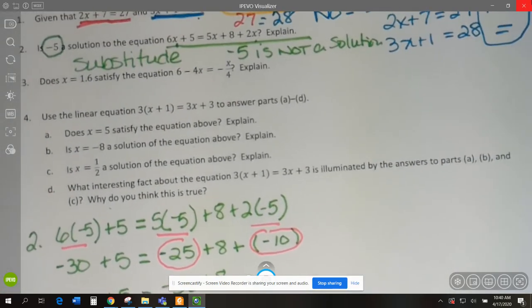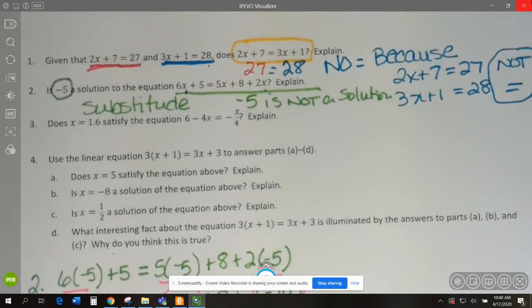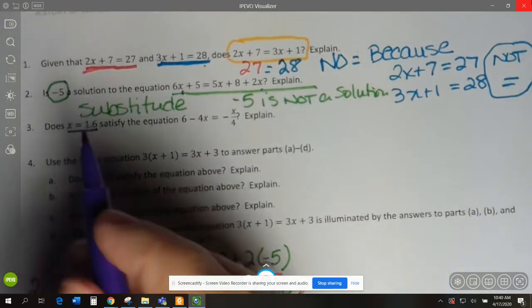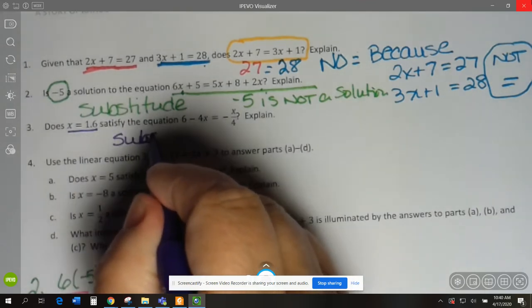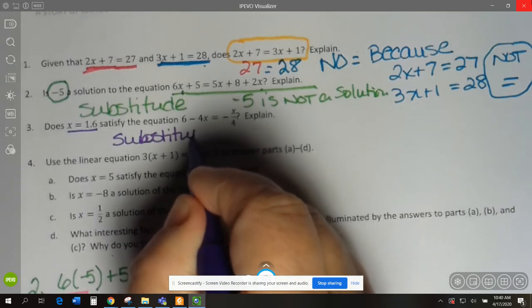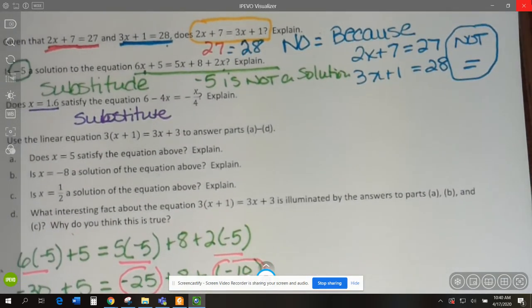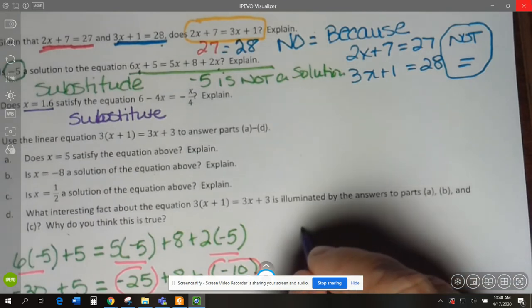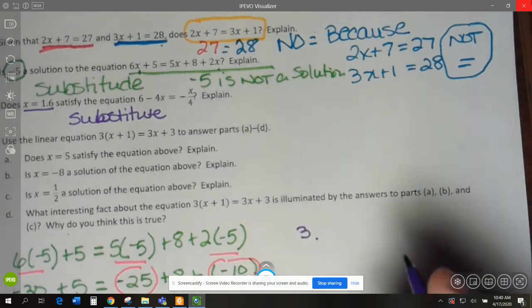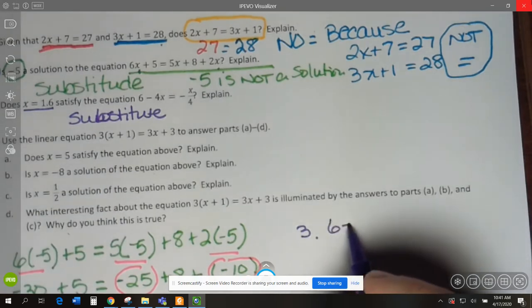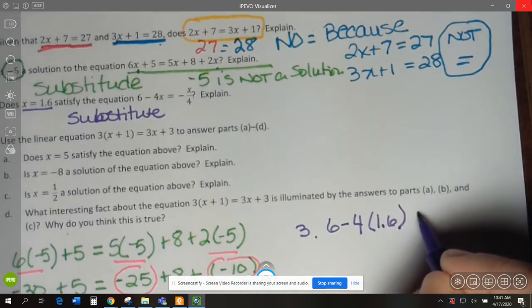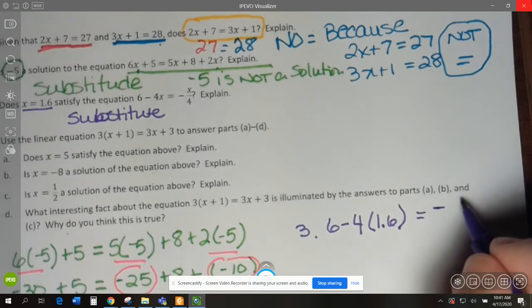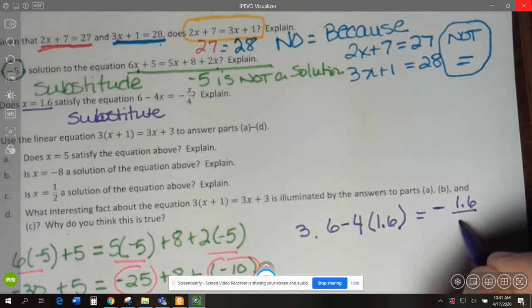Number 3, we have to do the same thing. They want to know, does 1 6/10 satisfy this equation? So once again, I need to substitute, right? So let's come down here. Let's do number 3 here. Let's do our equation. 6 minus 4 times x, and x is 1.6, equals a negative, and x, which is 1.6 over 4.